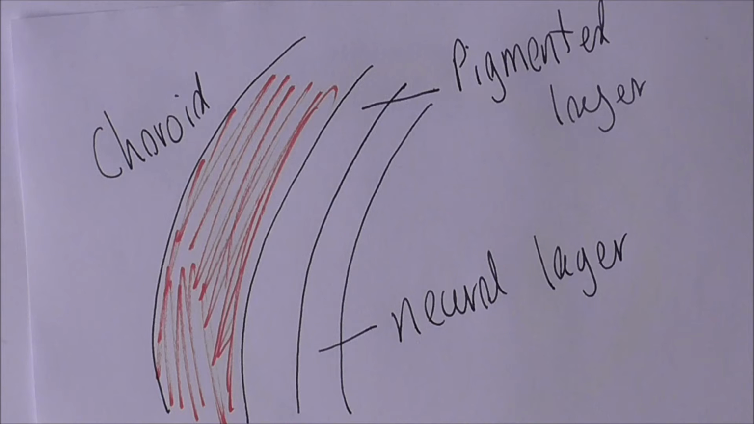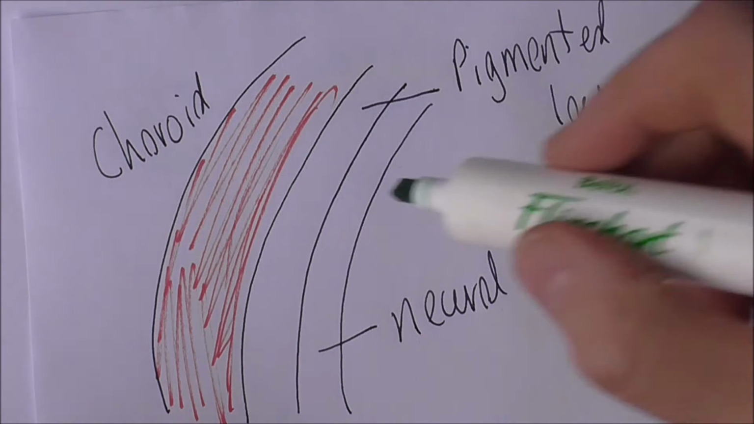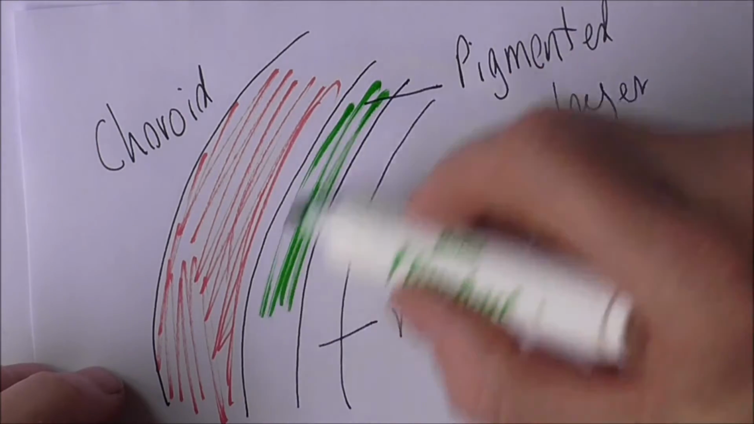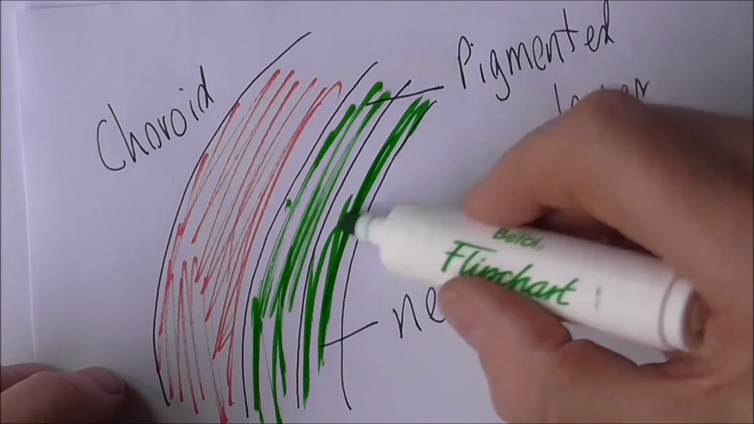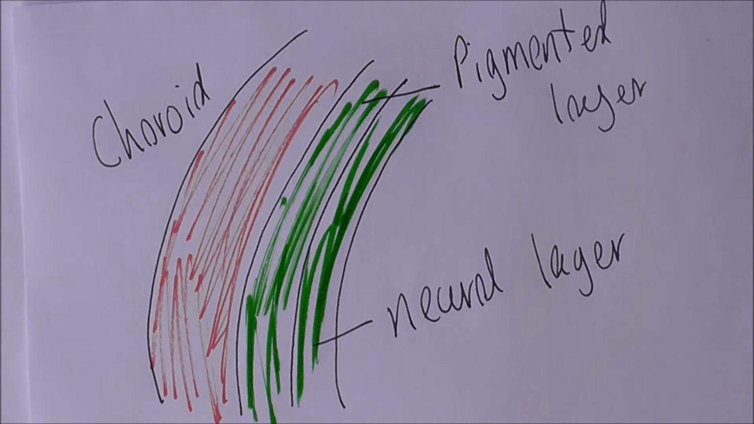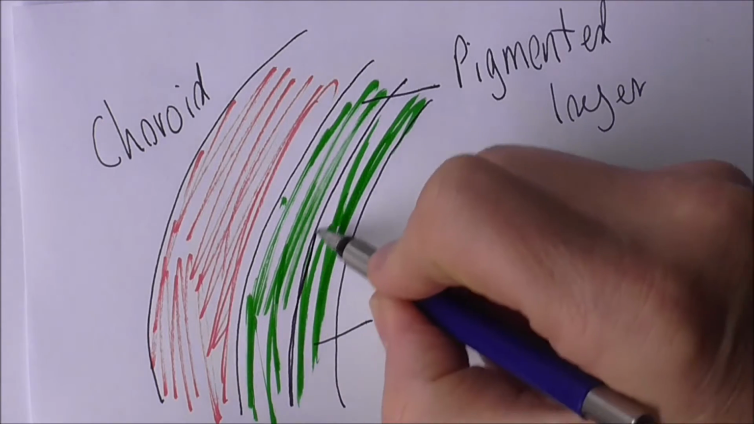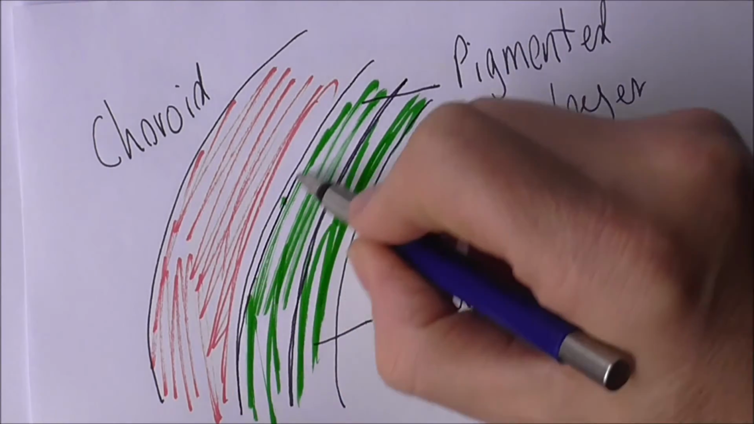And we drew the retina of course in green, so let's maintain that tradition. The pigmented layer next to the choroid and the neural layer above that. So the outer pigmented layer contains melanocytes and melanin, this layer here, to absorb any excess light.